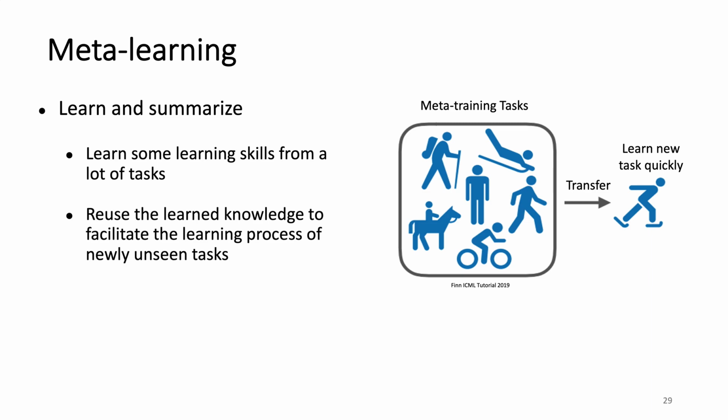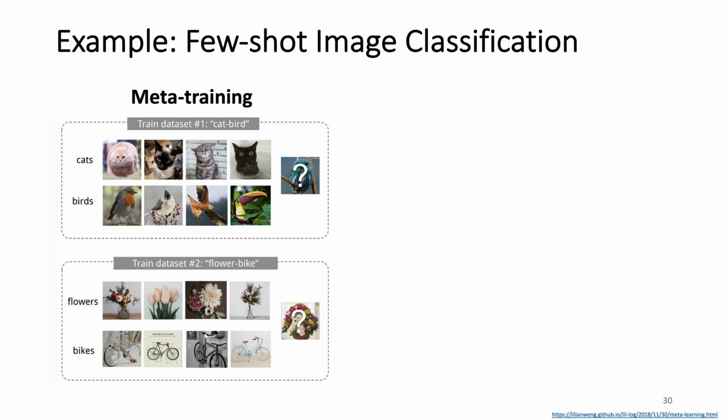So to facilitate the learning process of this new task. Thus, meta-learning is equal to learning to learn. So we learn from the tasks and we know how to learn. Here is an example of meta-learning for few-shot image classification.